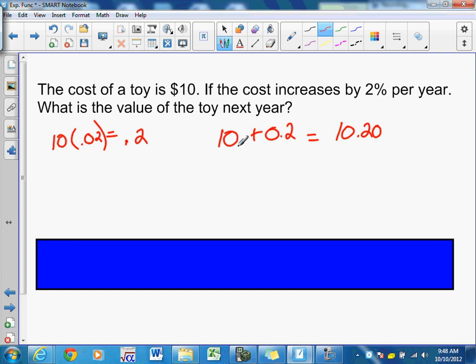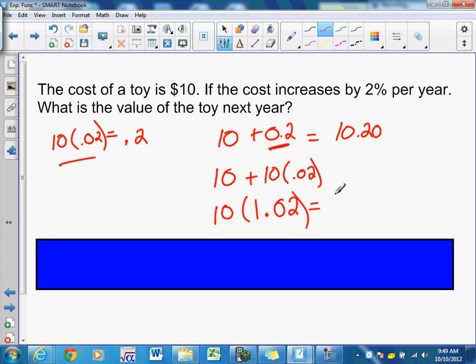Now if I wrote these at the same time, this is really 10 plus, now instead of 0.2, let's write it like this, 10 plus 0.02. So if I factor out the 10, really, if I wanted the amount to increase by 2% per year, I could just multiply by 1.02 and get my 10.20. Now let's look at another example.